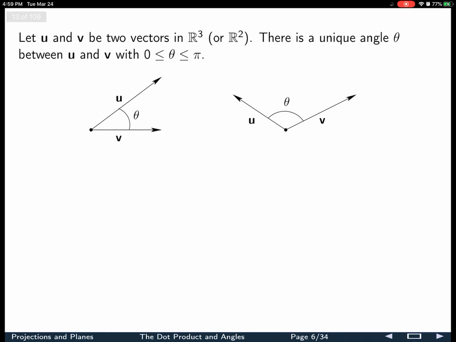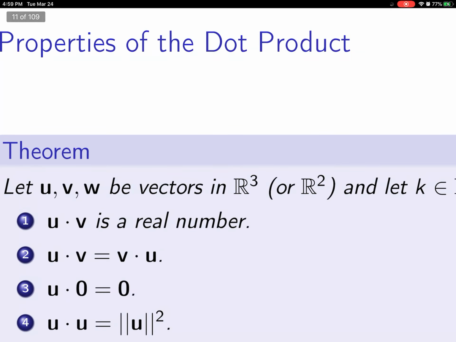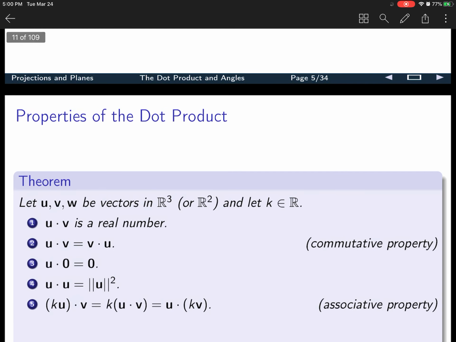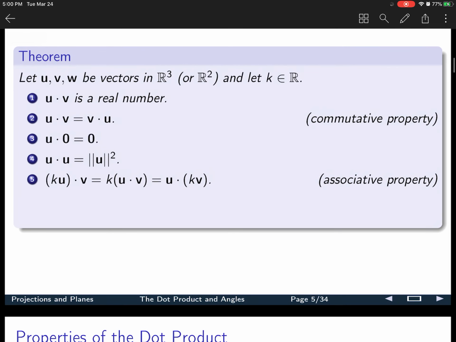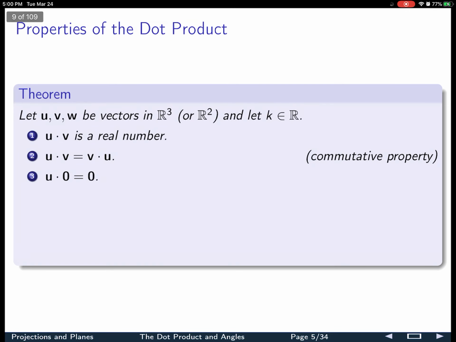And so we are familiar with the way of computing a dot product. Come on. Let me go back, please. Thank you.